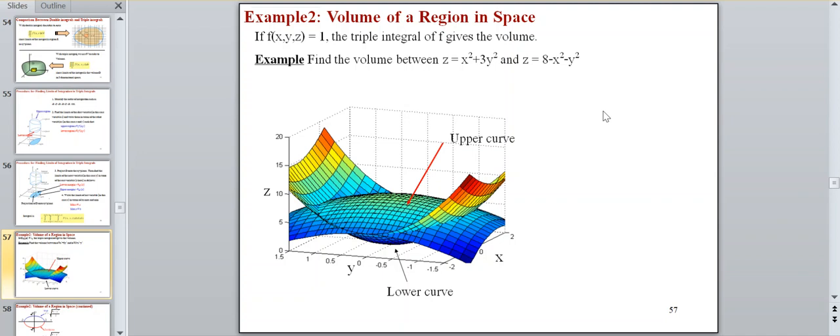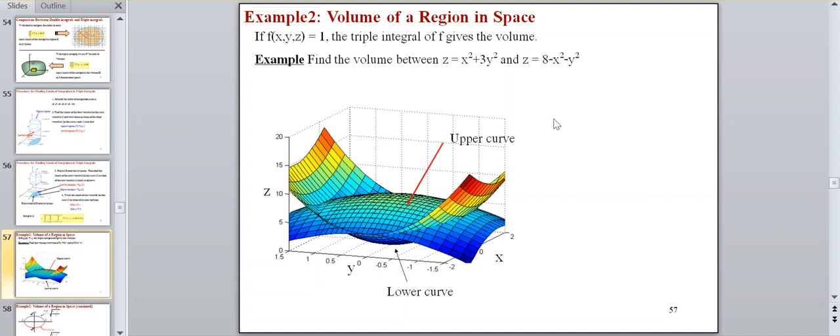Okay, now let's check this example, but there is a point in this example that we have to mention. Do you remember, when we want to find the area of some bounded region in two-dimensional space, we calculate the double integral of 1 dA on that region.